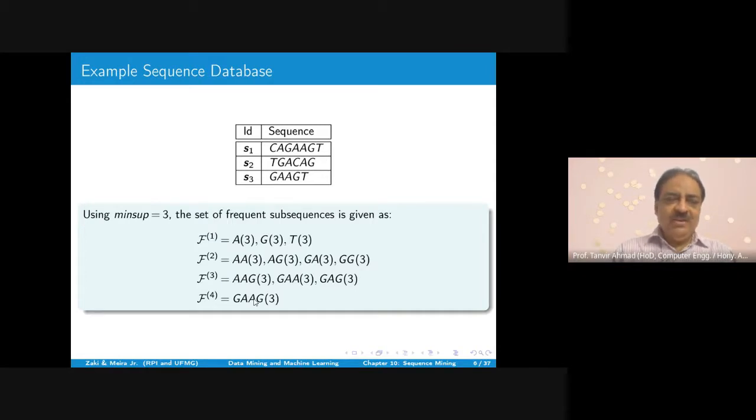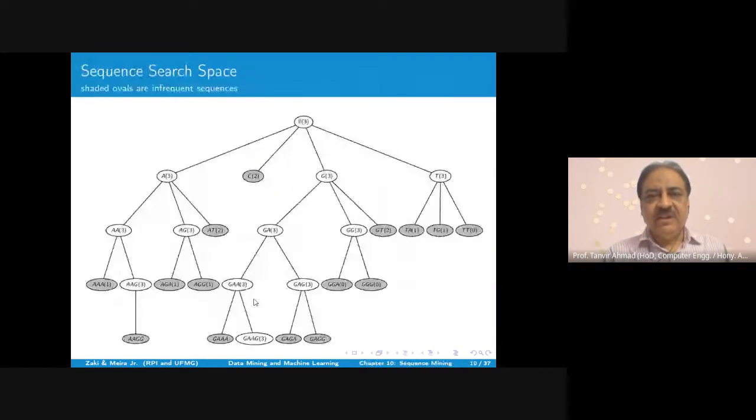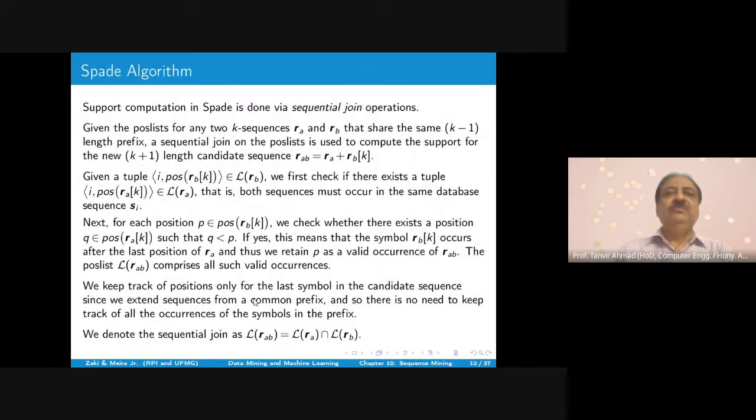Okay. Now this is a basic algorithm, but let me come to the concept of how I am finding those sequences and how I am going to maintain the tables. So let us try to understand this algorithm. When I do the support computation, I am using a sequential join operation.